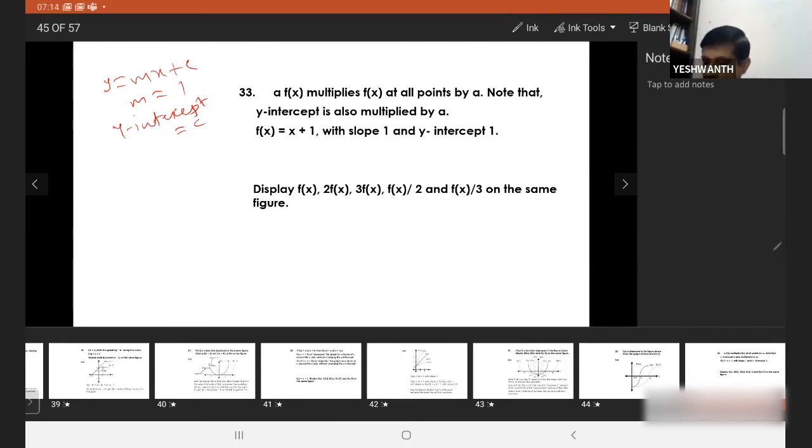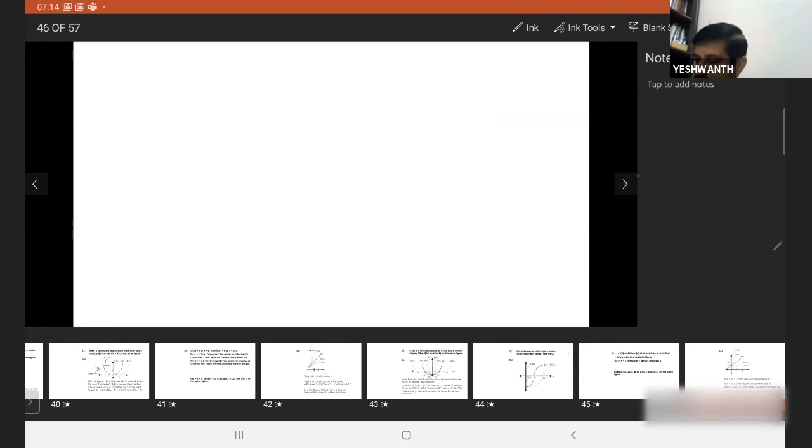Suppose you take f(1) as 2. So 2 times f(1) is what? 2 into 2, 4, like that. So the values will change accordingly. So you look at the graphs.